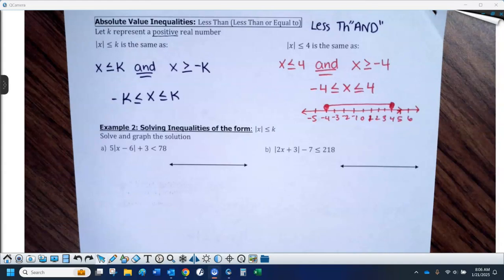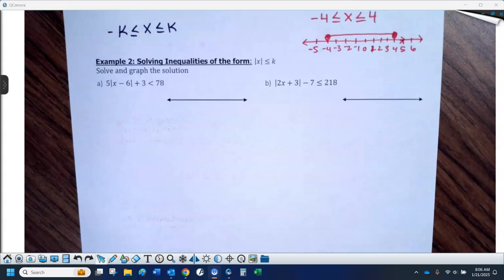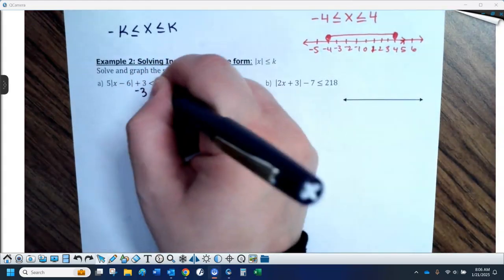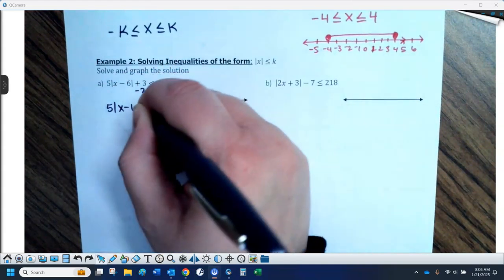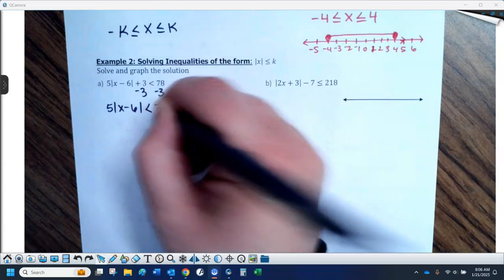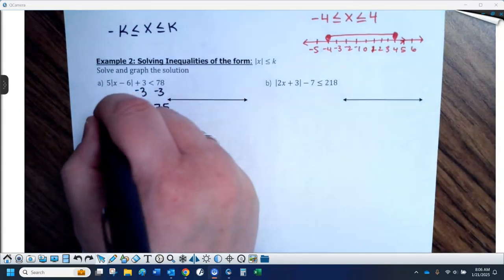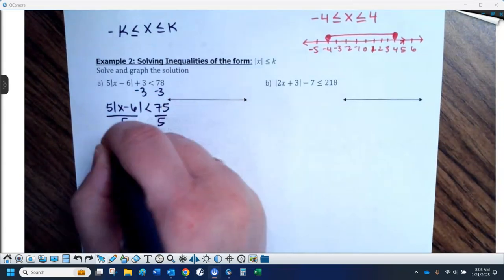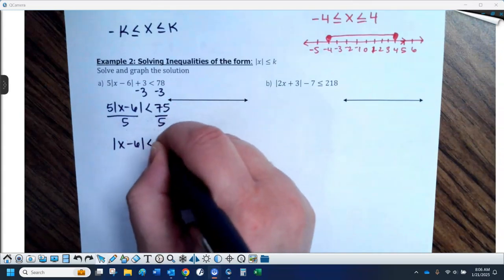These will be an "and" statement. So just like the ones we did on the other side, the first goal should be to isolate the absolute value. So get rid of any addition or subtraction first. On this one, I'm going to subtract 3. So I'd have 5 times absolute value x minus 6 is less than 75. I'm going to divide by 5. Absolute value of x minus 6 is less than, this is going to give me 15.